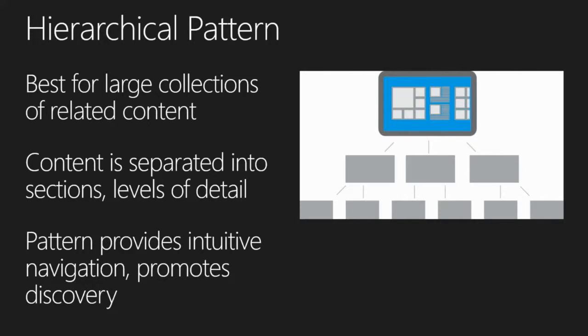Navigation patterns can be broken down into a couple of main patterns. The first pattern being a hierarchical pattern. This pattern is great for things like large collections of related content. An example of this might be a newsreader application. Your content is separated into sections, levels of detail, and patterns provide intuitive navigation that promote discovery. These are items that are already incorporated into the natural navigation of Windows 8 applications.